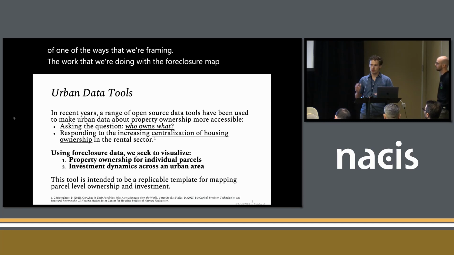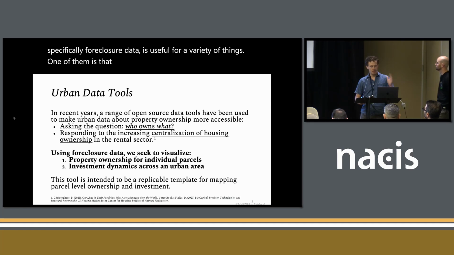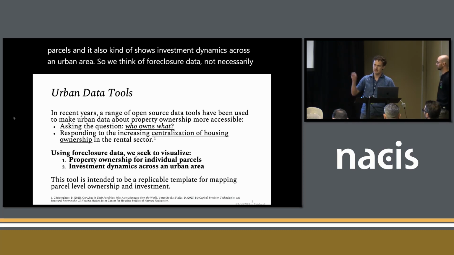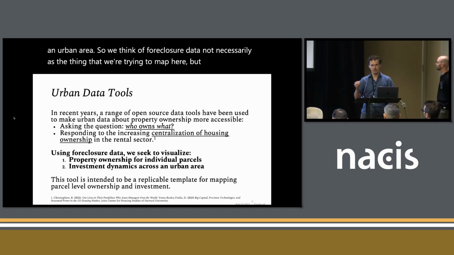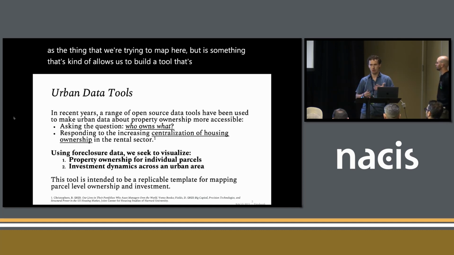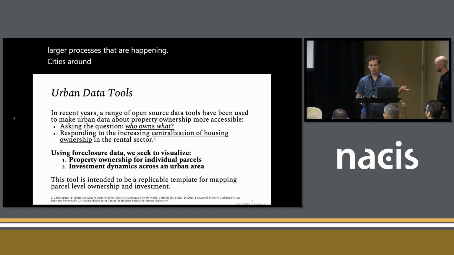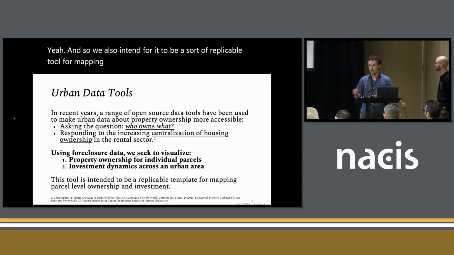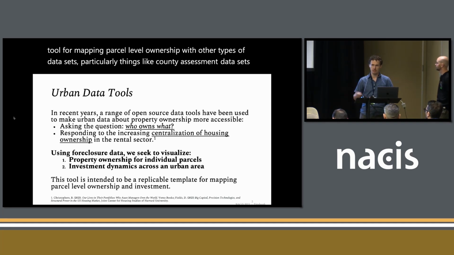So specifically, foreclosure data is useful for a variety of things. One of them is that it maps property ownership for individual parcels. And it also shows investment dynamics across an urban area. So we think of foreclosure data not necessarily as the thing that we're trying to map here, but as something that allows us to build a tool that's illustrative of larger processes that are happening in cities around ownership, concentration, and investment. And so we also intend for it to be a replicable tool for mapping parcel level ownership with other types of data sets, particularly things like county assessment data sets that have ownership for properties across the entirety of a city.